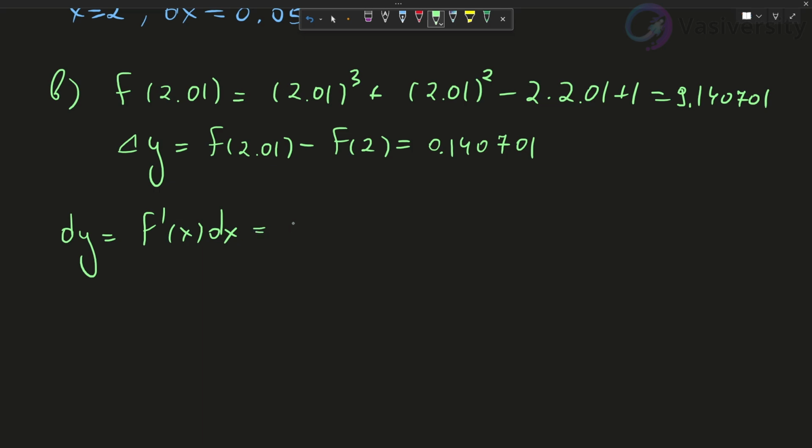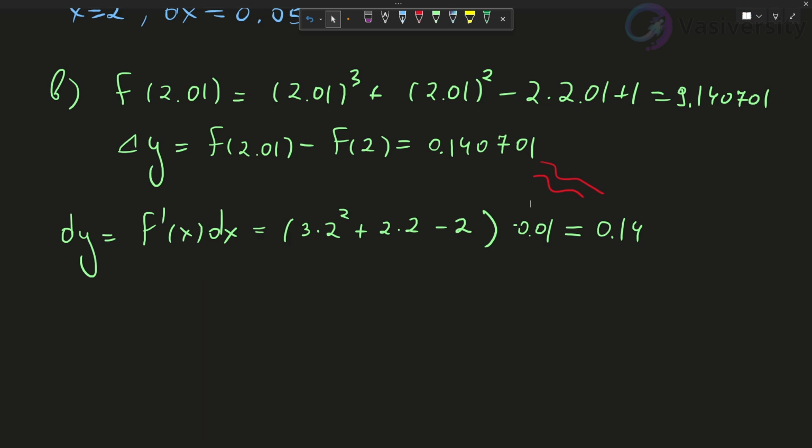Okay, and then for the differential, dy, which is equal to f prime of x dx, is going to be 3 times 2 squared plus 2 times 2 minus 2, times 0.01, which is equal to 0.14. So this is really, really close, right? Almost equal. So they are close when we are really near the actual point. The smaller the change, the closer we get to the differential, right?